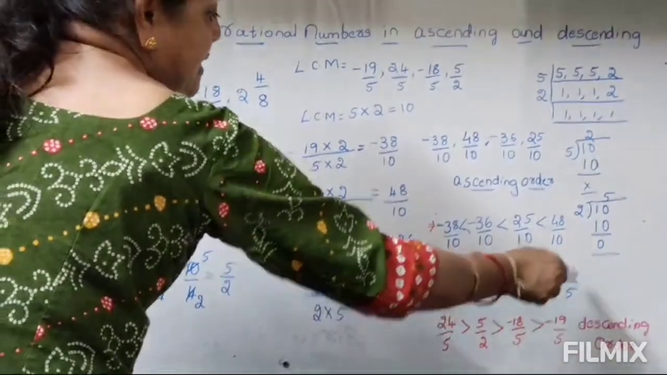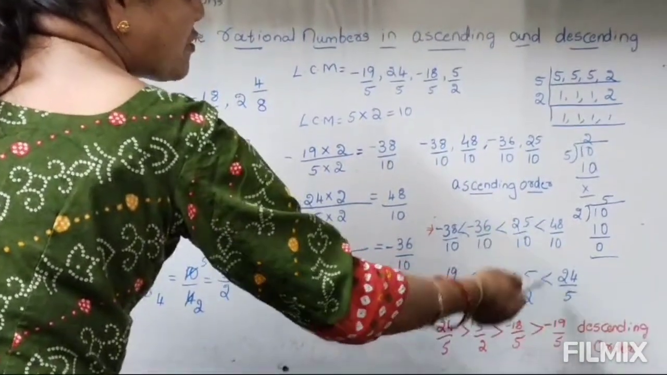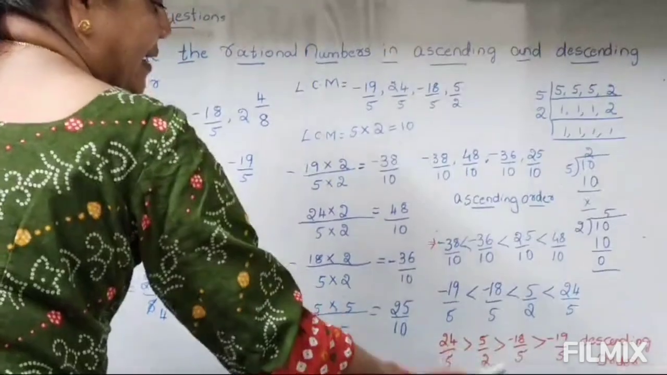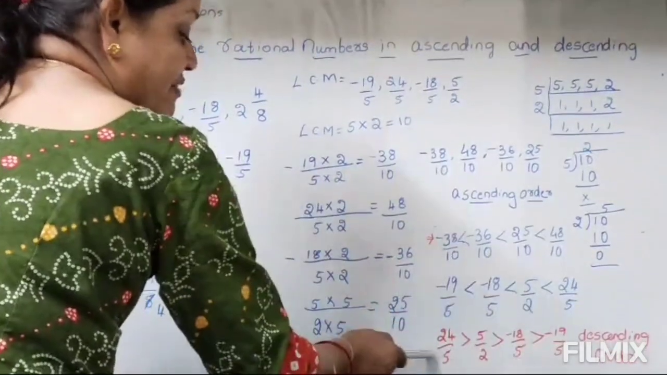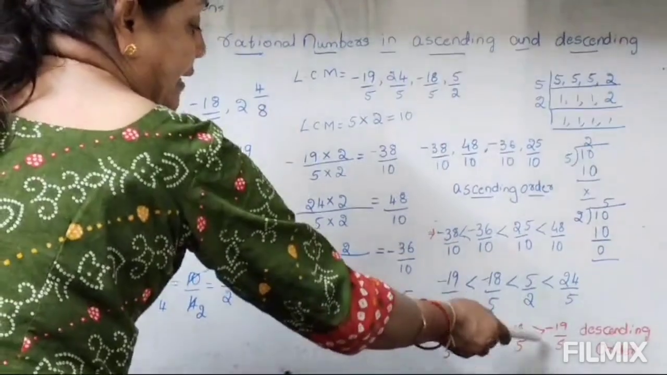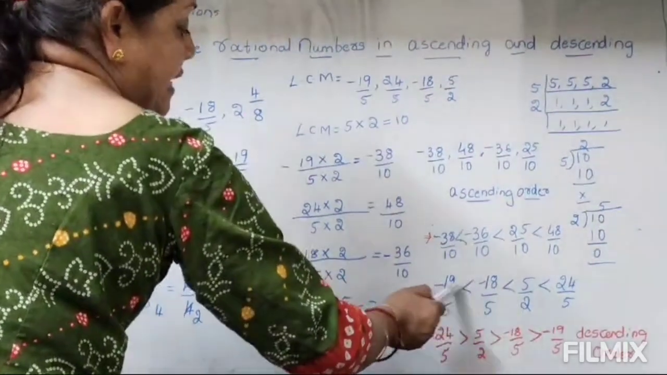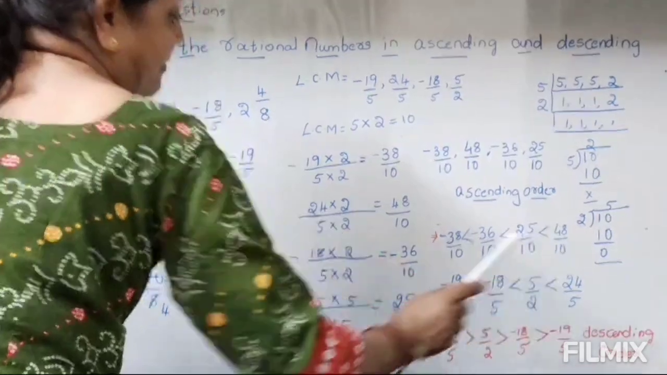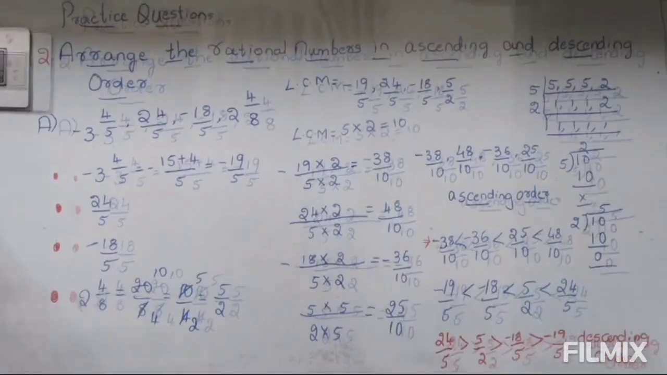Similarly, if this is an ascending order, then the opposite of this will be the descending order. Okay, 24 by 5 is greater than 5 by 2, which is greater than minus 18 by 5, which is greater than minus 19 by 5. This is the sum. That's it.